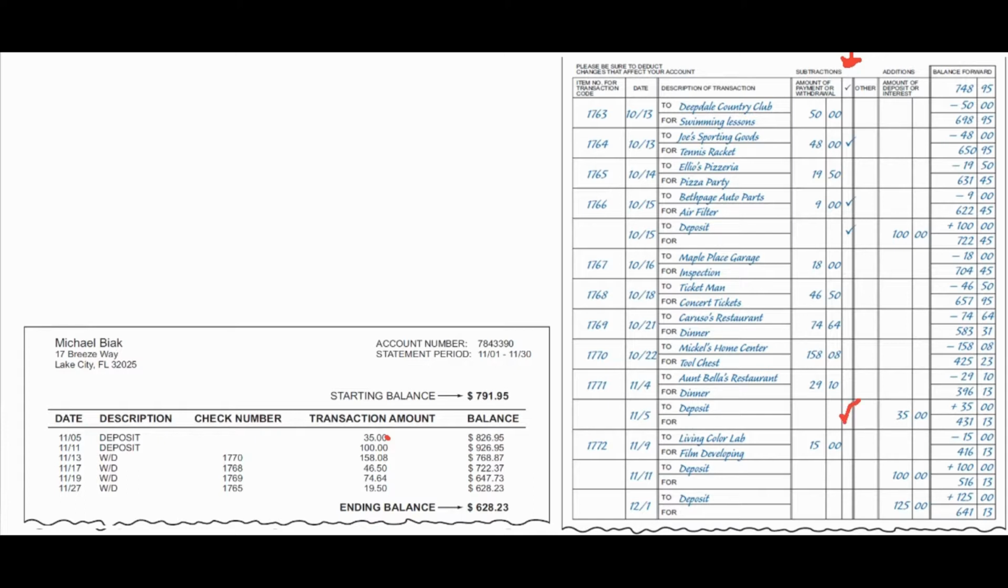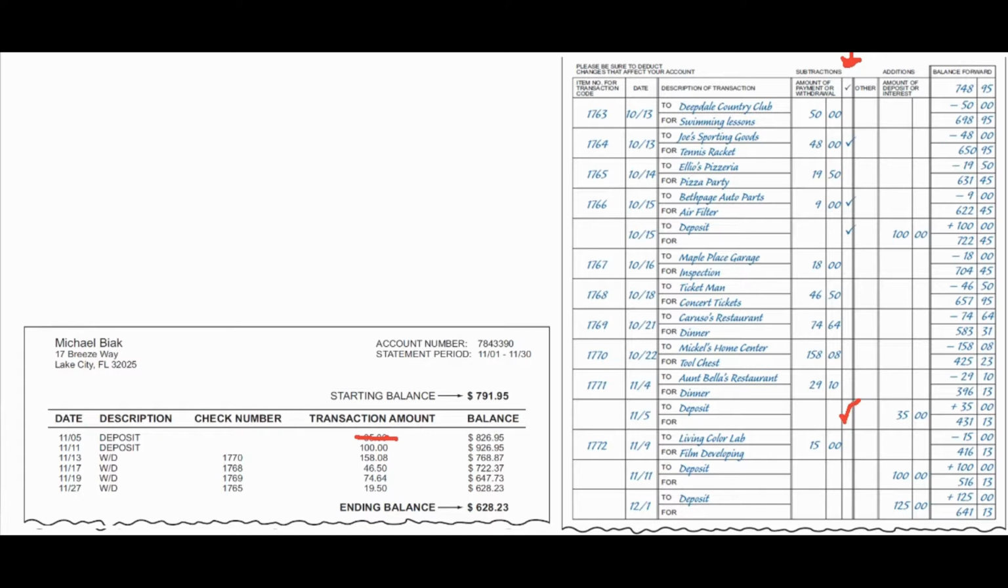So on that little check box, I'm going to put a little check mark, and that's good to go. I also like to put a little check mark on the bank statement, so I know that I've already completed that. Or you can put a little line through the $35 so that you know that you've already completed that entry in your check register.